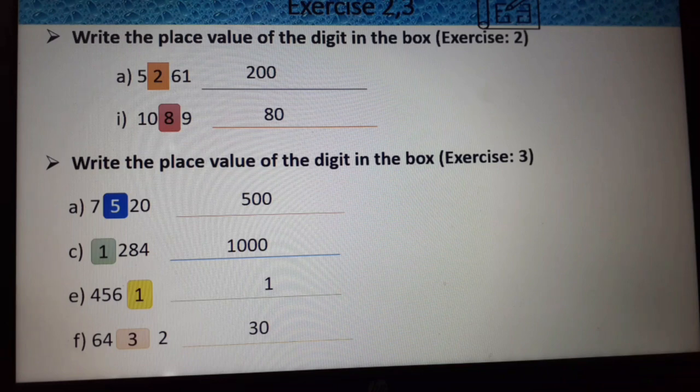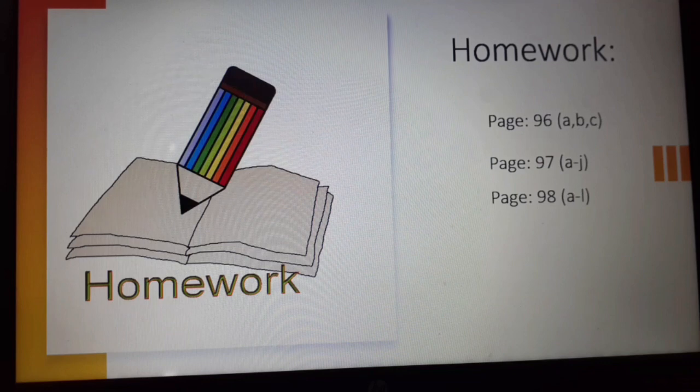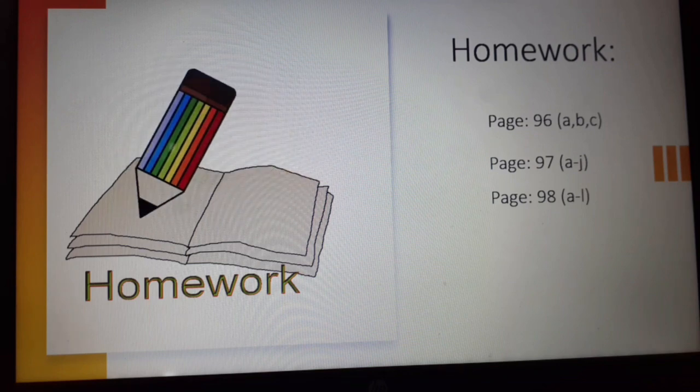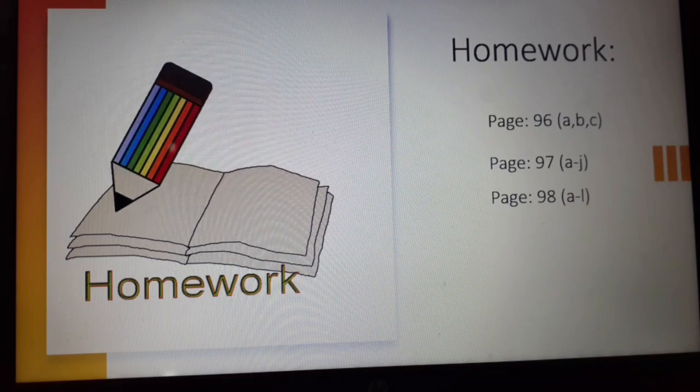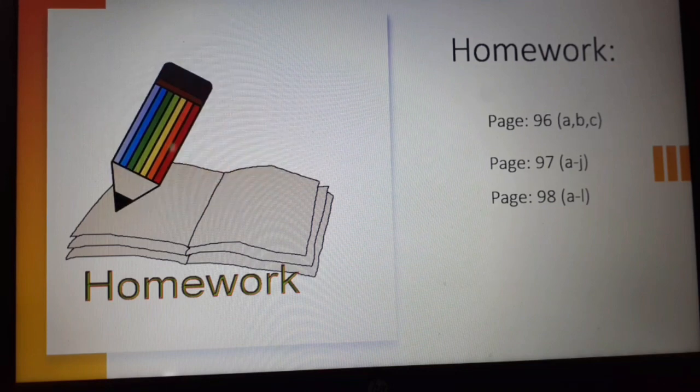So class 2, I have a home task for you. Do this homework from pages 96, 97 and 98. Listen carefully. You have to first listen to the class, then go through the pages from 96 to 98. If you find any problem when doing the maths, then you can keep it for the class. I will solve it. That's all from today's class.